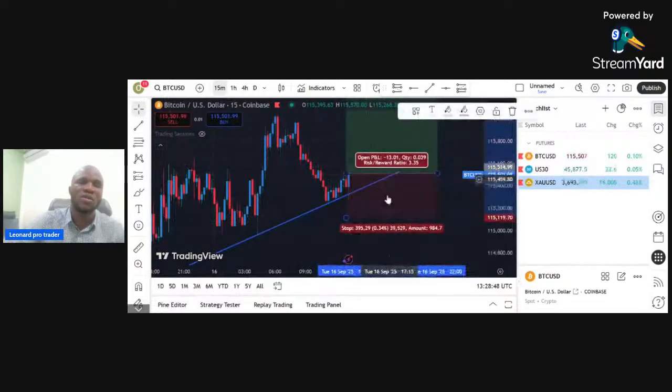For those of you who don't know, 1 to 3 risk to reward just means that anything you're risking, you're targeting to make times 3. So if you are risking $50 on a trade, you target times 3. If this trade goes in our favor, we'll be making $150. If you are risking $100, you'll be making $300. That's times 3. But usually, an idea of something good and realistic is 1 to 2 risk to reward. It means that if you're risking 50, you should be targeting times 2, which is 100. So that's how it works.